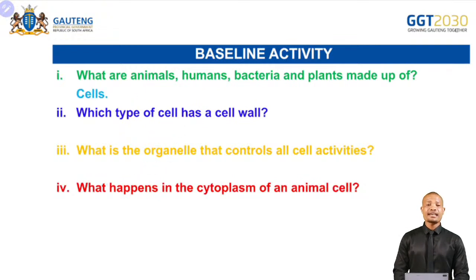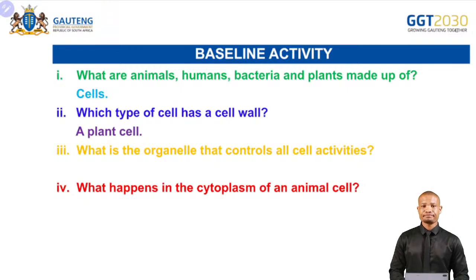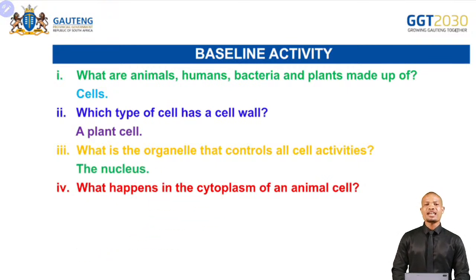Which type of cell has a cell wall? Anyone? Yes, that's correct. It is the plant cell. What is the organelle that controls all cell activities? This one should be easy. Yes, that's the nucleus. What happens in the cytoplasm of an animal cell? Yes, that's correct. Chemical reactions.